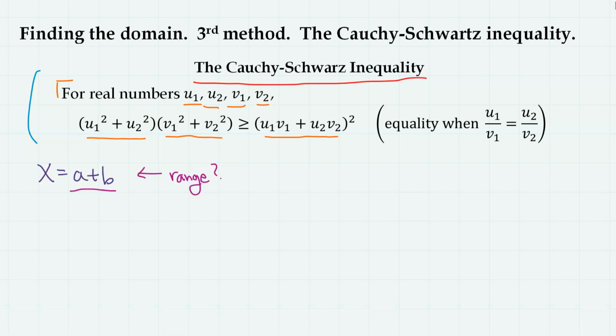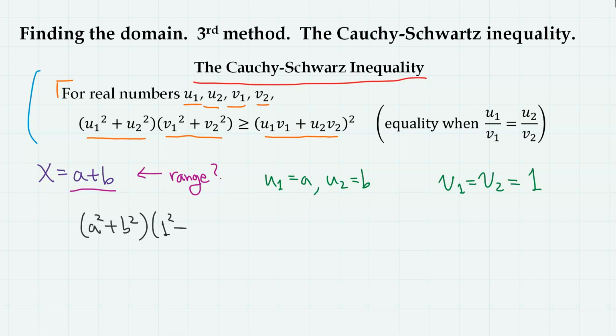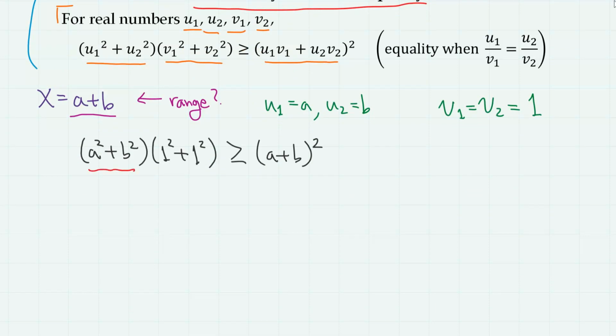In our problem, x equals a plus b, hence we want to determine the range of a plus b. Therefore, in the Cauchy-Schwarz inequality, we let u1 as a and u2 as b, and v1 and v2 as simply 1. Then we have (a squared plus b squared) times (1 squared plus 1 squared) greater than or equal to (a plus b) squared. Using that a squared plus b squared equals 1, we simply have 1 times 2 is greater than or equal to (a plus b) squared.